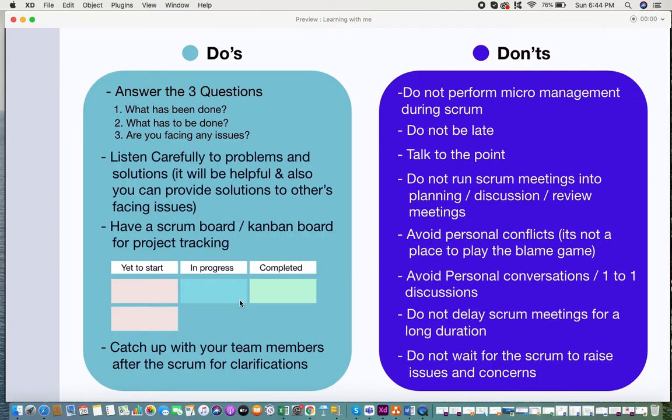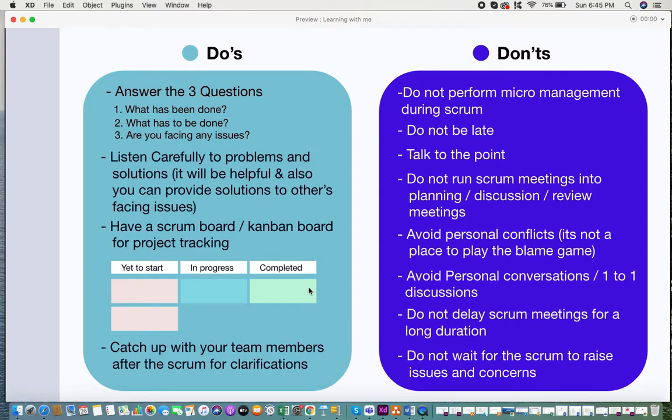The next one is, do not delay Scrum meetings for a long duration. Let's say due to certain unexpected circumstances, you were not able to conduct a Scrum meeting. It's always good to conduct the meeting the very next day, which probably takes place every day. So do not procrastinate or postpone these meetings, because ultimately at one point of time you would lose track of what the team is working on and what the progress of the sprint is.